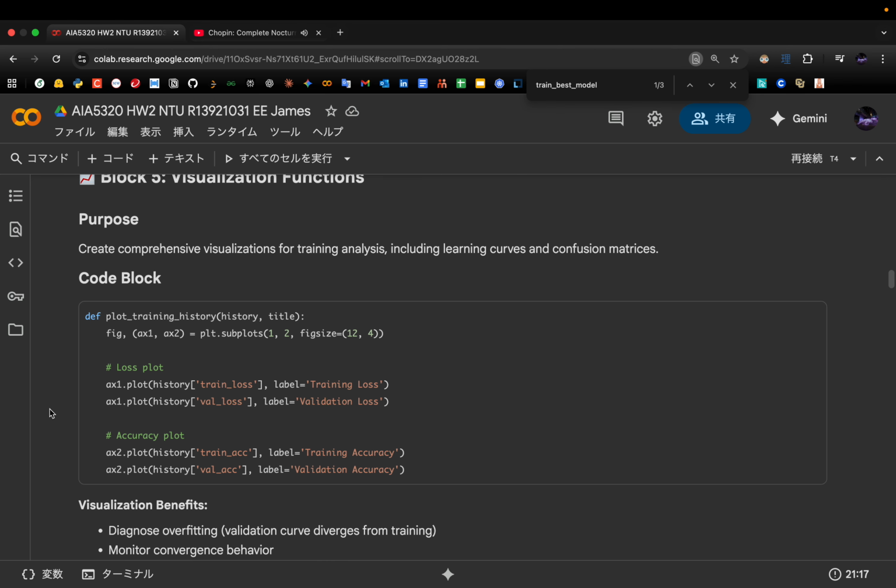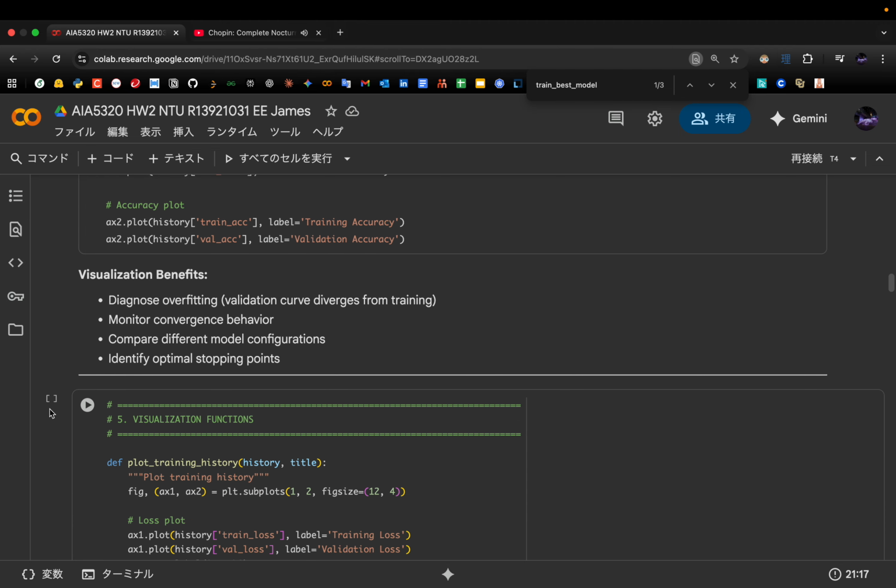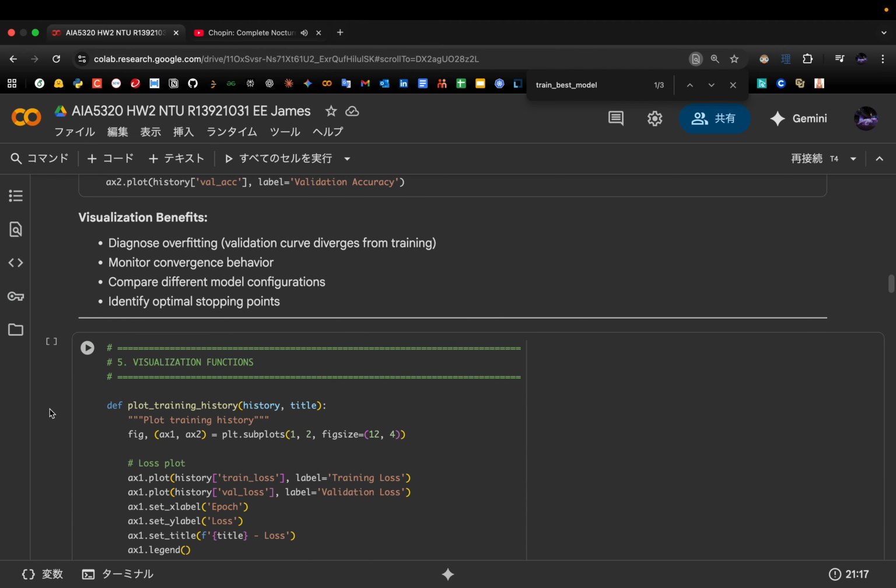And finally, we visualize. This function is for plotting the history, as mentioned before. Visualization has some benefits to diagnose any overfitting or monitor whether our training will converge, etc.